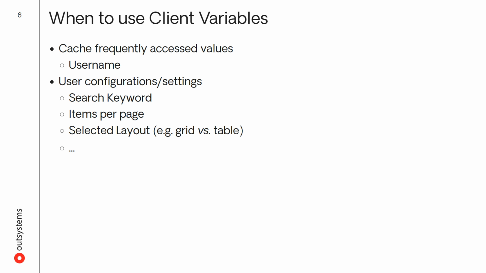Another common use case is to store configuration or settings for the user, like the search keyword in a list screen, or the number of items shown per page, or even if the layout is in a grid or table format. Client variables are useful in many cases, and it is important to be aware that they are user-specific and stored locally on the client browser.